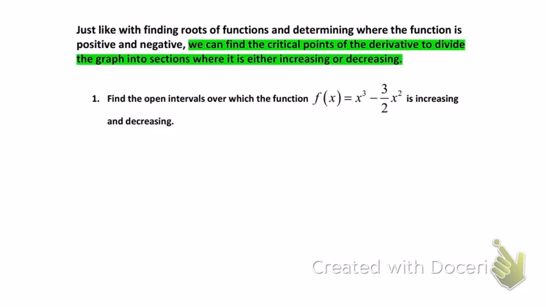So here's the plan. We're going to find the derivative. We're going to find the critical numbers. And we're going to decide, okay, what's the derivative doing in different intervals? So I've got x cubed minus 3/2 x squared. I want to know just where it's increasing and decreasing.